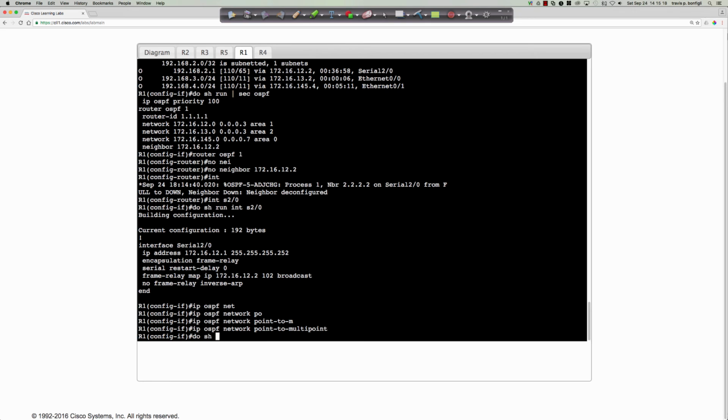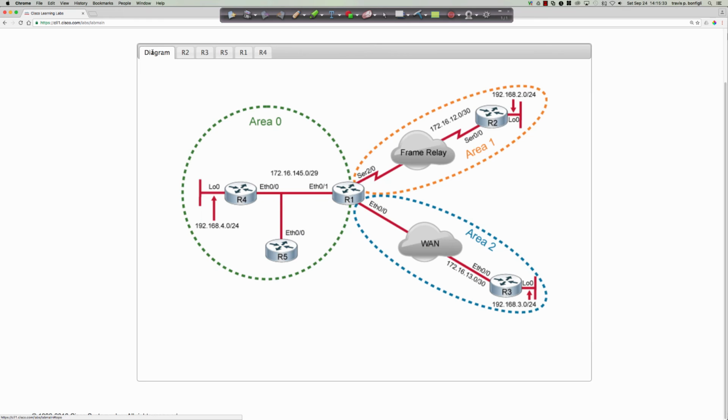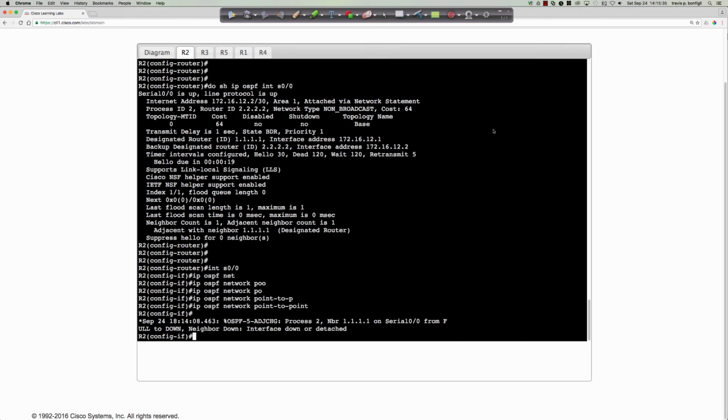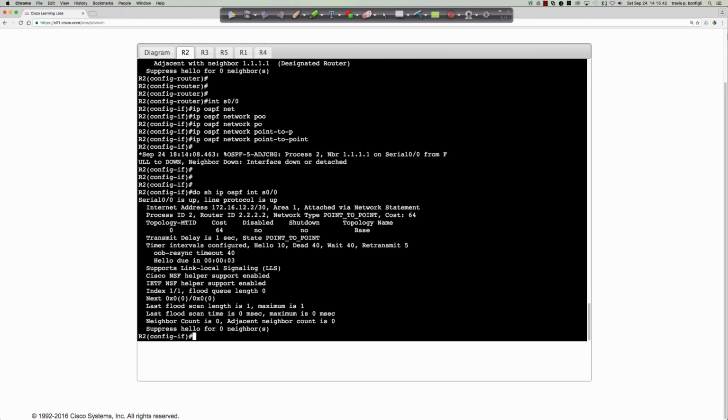So now when I say do show IP OSPF interface serial 2/0, it is a point-to-multipoint interface, but what are the hello and dead timers? Right? The hello time is 30, the dead is 120. If I come over here to router 2, and we now say do show IP OSPF interface, what was it, serial 0/0, you can see it's point-to-point, but what are my timer values? Exactly. The hello and the dead are 10 and 40. So we need to make that change as well.